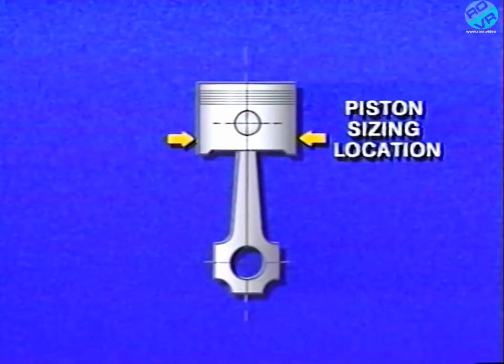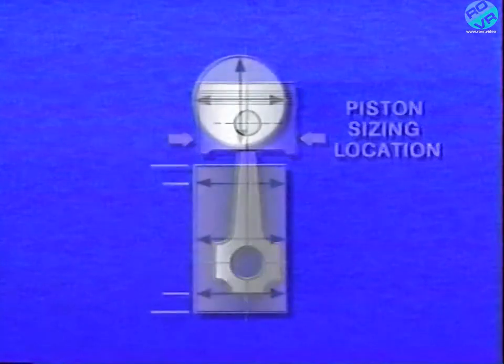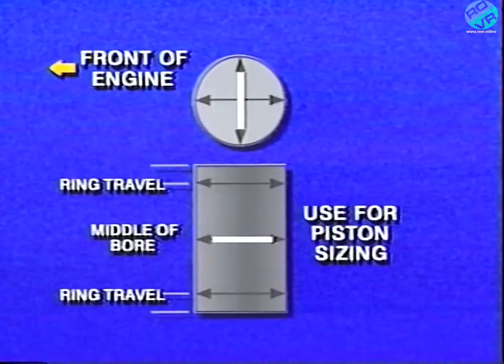Pistons can then be sized to the bore by subtracting the piston size from the bore dimension measured halfway down the cylinder bore at 90 degrees to the crankshaft center line. Check the diagrams in the service manual for both locations.